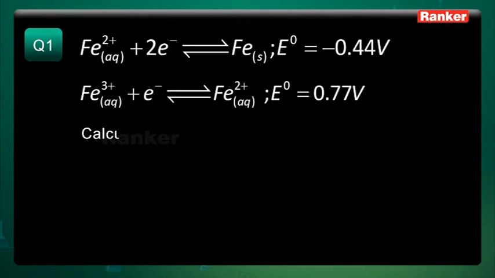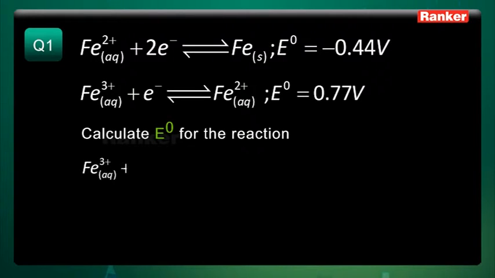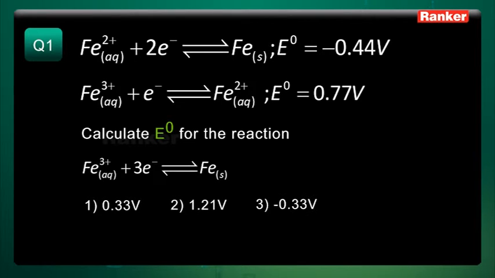Using these two values, we have to find out E0 for another electrode system, that is ferric to metallic Fe electrode, that is Fe3+ + 3 electrons gives Fe. We need to find out E0 Fe3+/Fe from the data. Now the four options given are, the first option is 0.33 volts, second option is 1.21 volts, third option is minus 0.33 volts, and the fourth option is minus 0.04 volts. Let's try to find out which is the correct option.